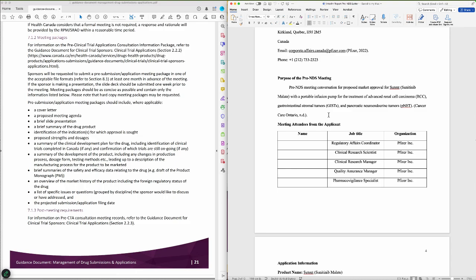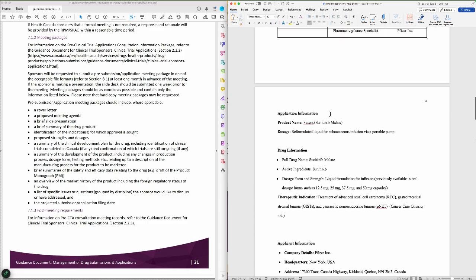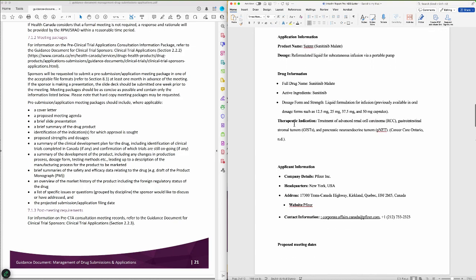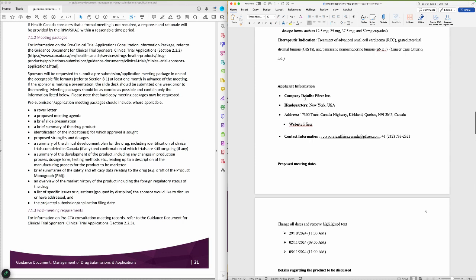Now we continue with the template that Health Canada gave us. As here we are looking into a completed letter, we will then look into the application information. So this is the product name. You have the dosage. You have the drug information, full drug name, active ingredients, and then the therapeutic indication. Then we go to the next section, application information. What's the company? Where is the headquarters? What is the address in Canada, of course, because we are looking into a new drug submission.